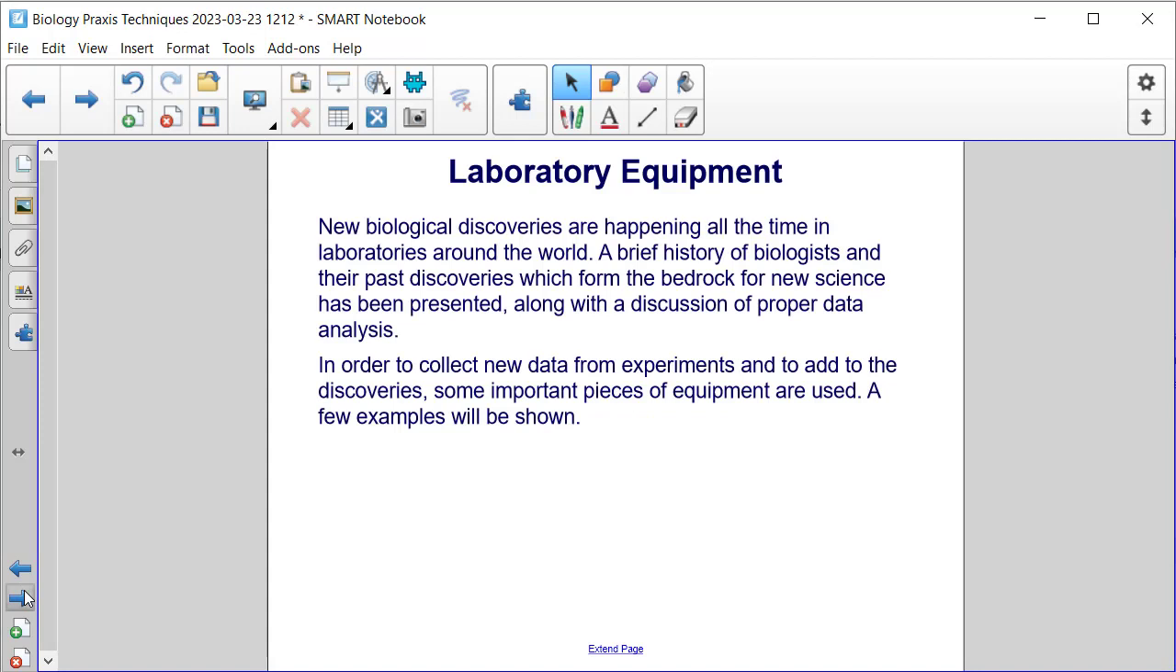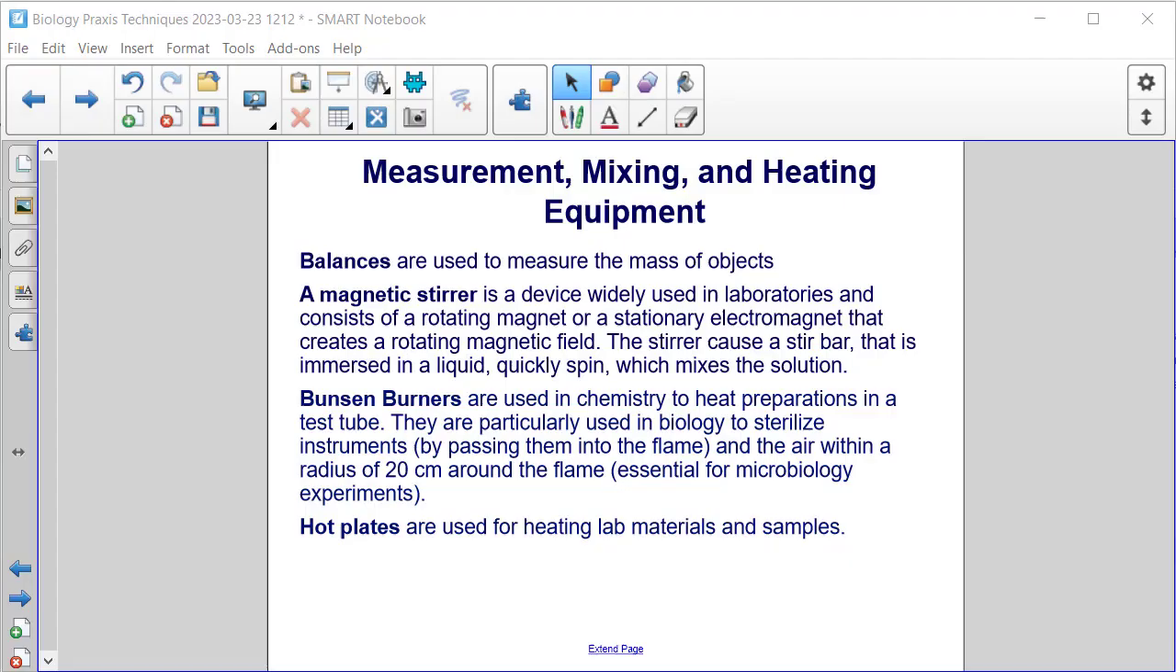Laboratory equipment. New biological discoveries are happening all the time in laboratories around the world. A brief history of biologists and their past discoveries, which form the bedrock for new science, has been presented, along with a discussion of proper data analysis. In order to collect new data from experiments and to add to the discoveries, some important pieces of equipment are used. A few examples will be shown.